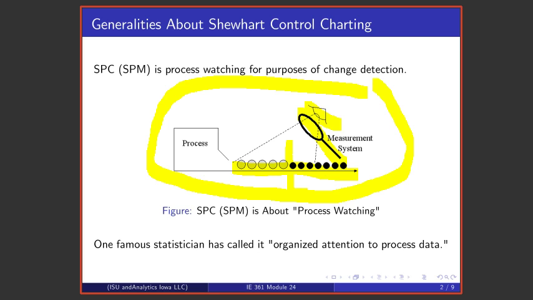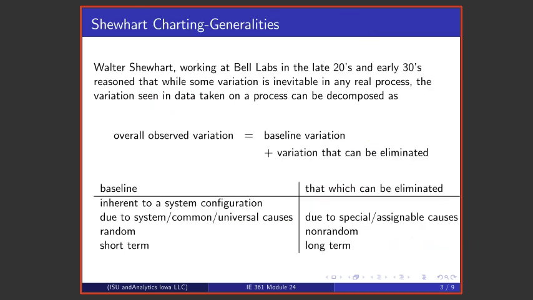One famous statistician has called SPC really nothing more or nothing less than organized attention to process data with the purpose of change detection. The history of control charting goes back to a man named Walter Shewhart, who worked at Bell Labs in the late 1920s and early 1930s.